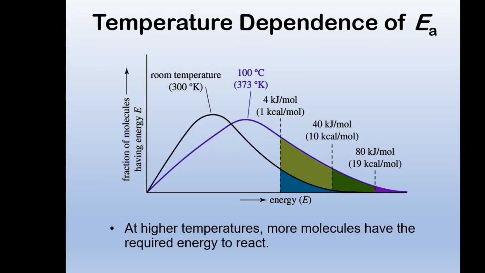So here we have some hypothetical reaction, and I think of the activation energy as like a speed bump on a reaction pathway free energy diagram. So let's say our activation energy is 4 kilojoules. Here at room temperature, the molecules that have enough energy to react are given by the area here. If we heat it up a little bit, and here's the root mean square of all your molecules, you can see now a greater area under this curve. At higher temperatures, more molecules have the required energy.